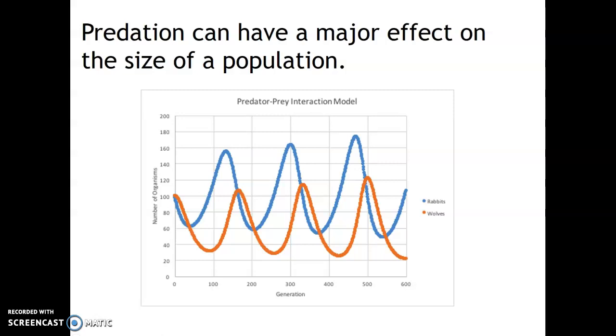On a graph, if we're looking at predator-prey interactions, we're always going to see a correlation in the population sizes of the predator and the prey. In our graph here, we're looking at the number of organisms for rabbits and wolves over time. Anytime the rabbit population starts to increase, this would be the prey, then the wolf population would also start to increase. It does take time for that to happen, but once the wolf population starts to get really big, then the rabbit population is going to start to go down. When the rabbit population decreases, then the predator population is going to decrease. So it's essentially a cycle where the population sizes go up and down.